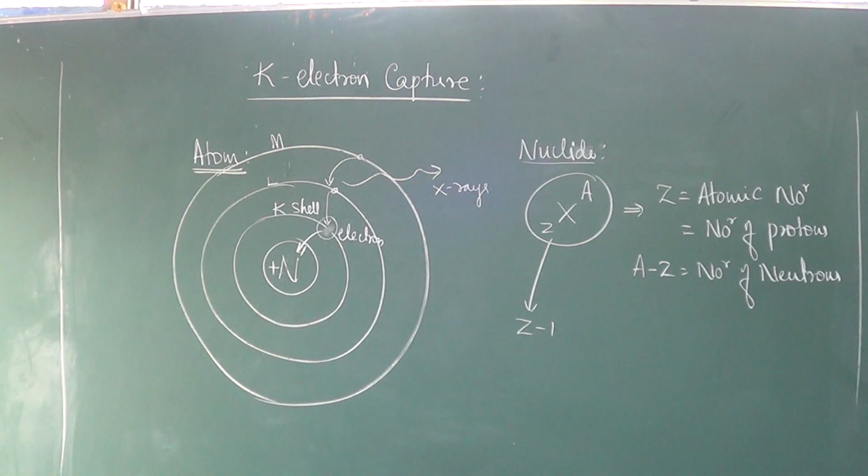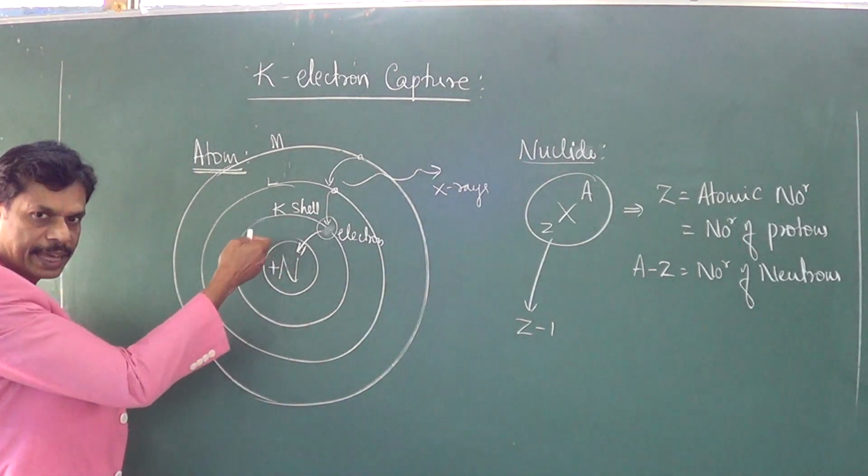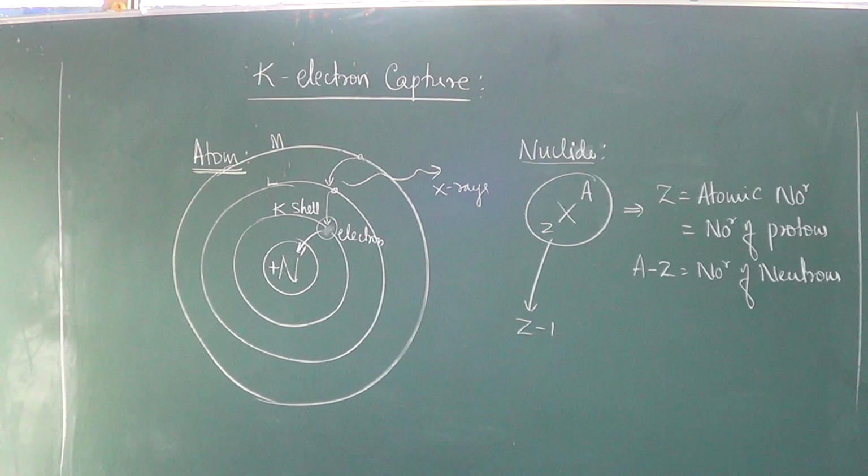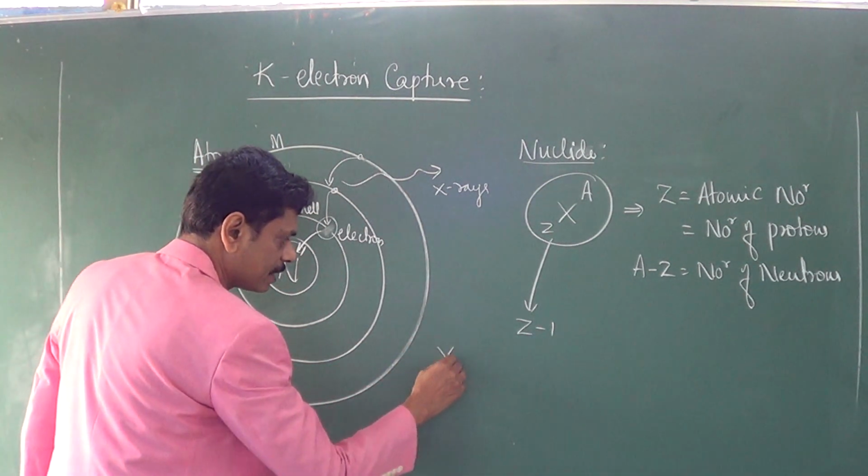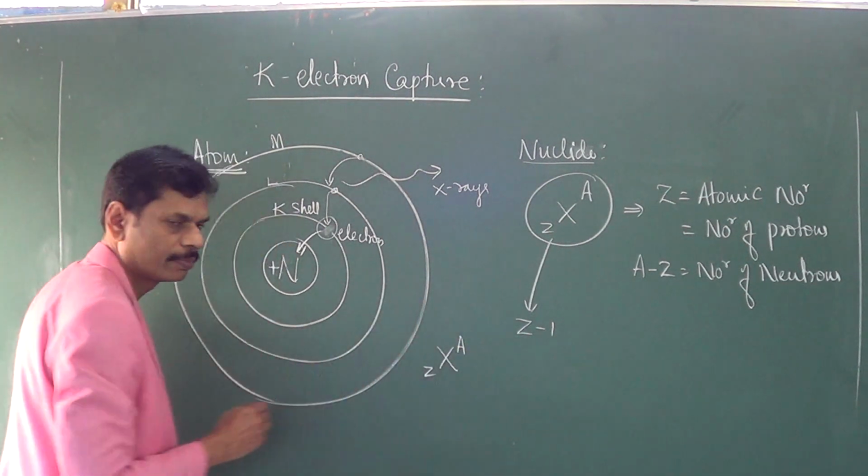This is one concept. Now we can write the equation for this K electron capture. Suppose I consider the nucleus X with mass number A and atomic number Z.